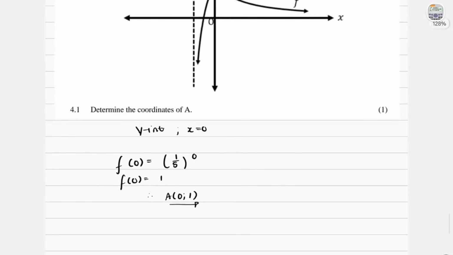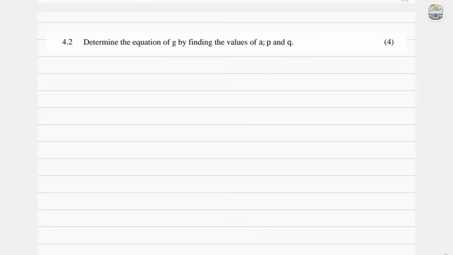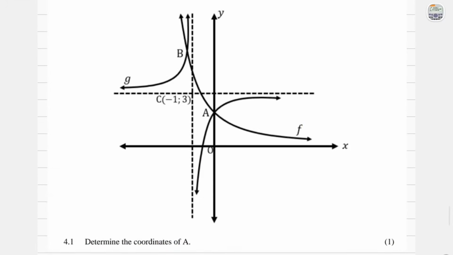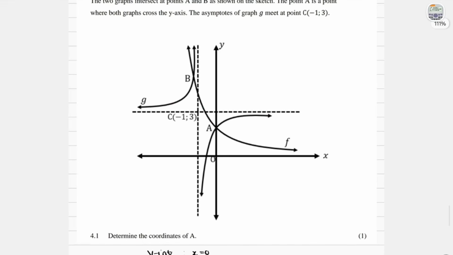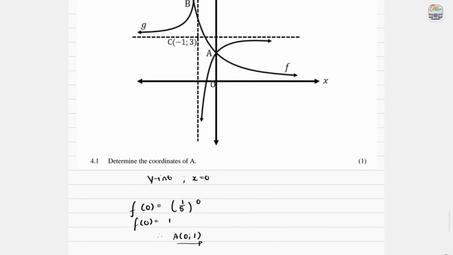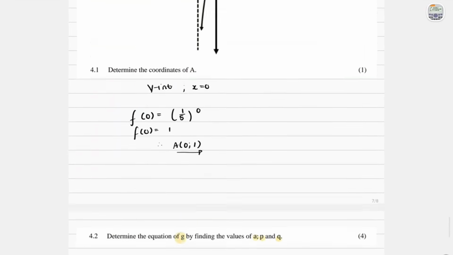Moving on to the next question. Question 4.2 says, determine the equation of G by finding the values of a, p, and q. Okay, so with the equation of G, do you see that? Look at the graph. We have this point where their asymptotes meet. Now you need to remember what the original hyperbolic equation looks like. That is y equals a over x minus p plus q. But notice that they want us to find the value of p and q as well.